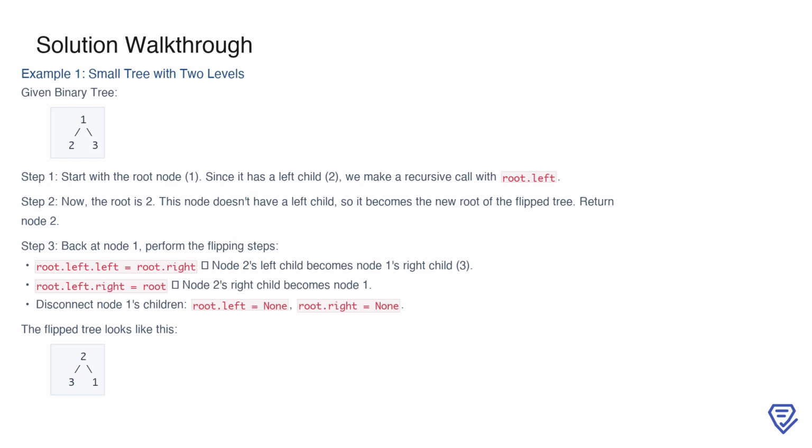Now, node 2 becomes the current root. At this point, node 2 has no left child, so it becomes the new root of the flip tree, and we return node 2. Returning to node 1, we proceed with the flipping steps.